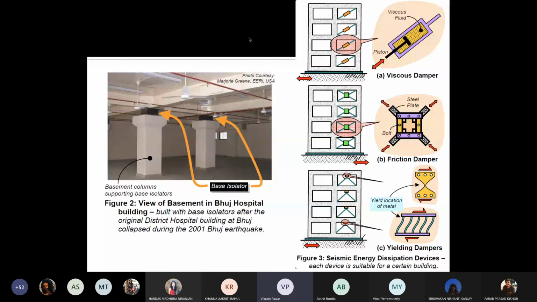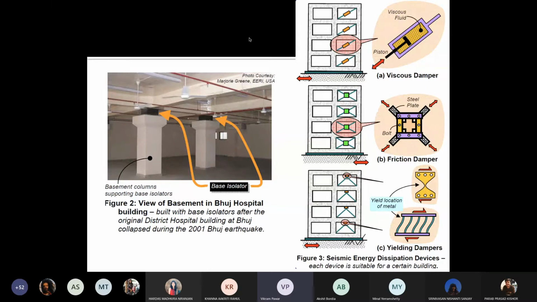So these are some of the examples in Bhuj hospital, how the base isolators were provided just above the basement columns and just below the main building. Then on the right, you have in the main structure itself how the seismic energy dissipation devices can be introduced. So you have viscous dampers, which are filled with viscous fluid, and there are pistons. When the earthquake happens, they stretch, and because there is a viscous fluid in it and a vacuum which is created, it will again go back to its original position.